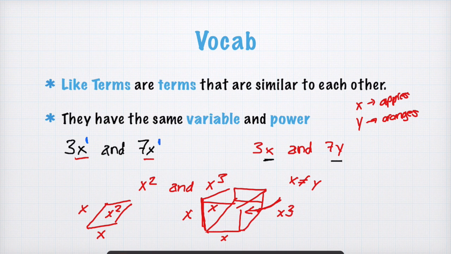So what that means is, if you're trying to say that like terms have similar powers, it means that they're talking about the same thing. x squared is talking about a square with x's on both sides, and x cubed is talking about a cube with x's on all 3 sides. And so a square is not the same as a cube, and so you can't call them like terms because they're not the same.